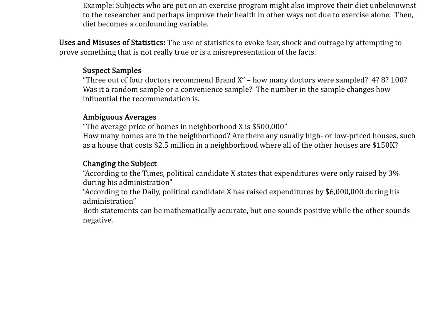Ambiguous averages. The average price of homes in neighborhood X is $500,000. Well, how many homes are in the neighborhood? Are we talking about out in the country where there's like 5 homes in a square mile? I mean, so you have to look at that kind of stuff.